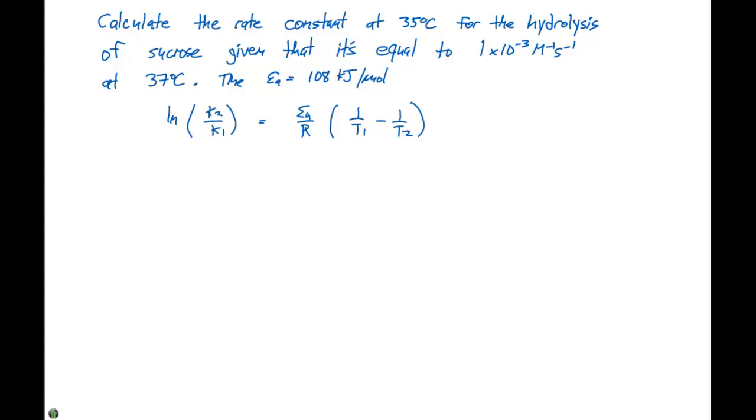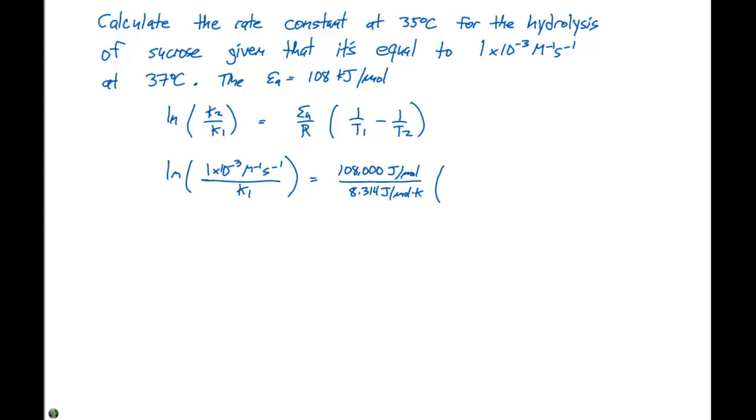So in this particular case, we can take the natural log of 1 times 10 to the minus 3 molar to the minus 1 second to the minus 1 divided by K1, which is what we're going to solve for, and that's going to equal the energy of activation, which is 108 kilojoules per mole. But our constant R is in joules per mole Kelvin, so I'm going to make this 108,000 joules per mole, and that's going to be divided by 8.314 joules per mole times Kelvin.